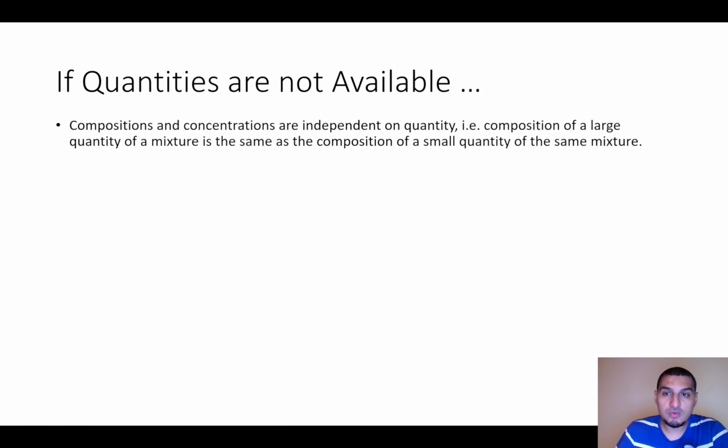Hello everybody. So now we are going to see if we have a case where the information given are not quantities, and I know just some information about the concentration or composition as mole fractions or mass fractions, and I want to use them to get the other one. Either I know mass fractions and I want to get the corresponding mole fractions, or the other way around. So if the quantities are not available, we can deal with this case in a very simple way.